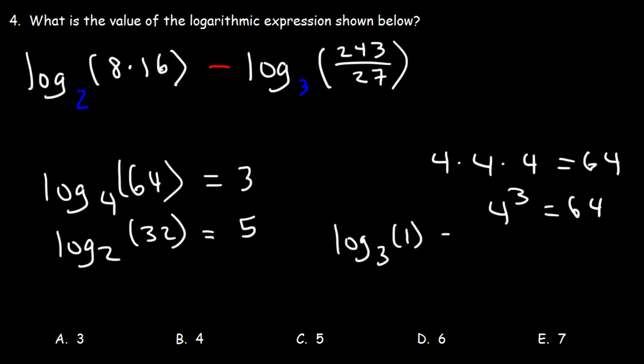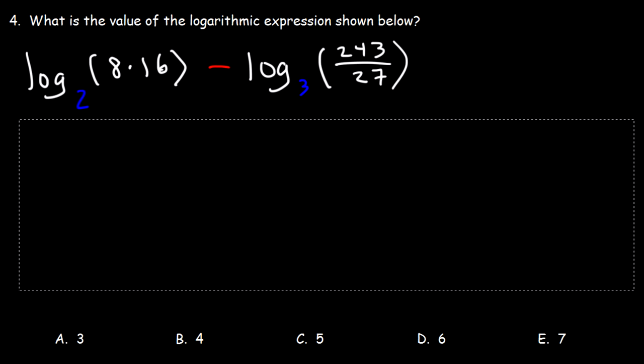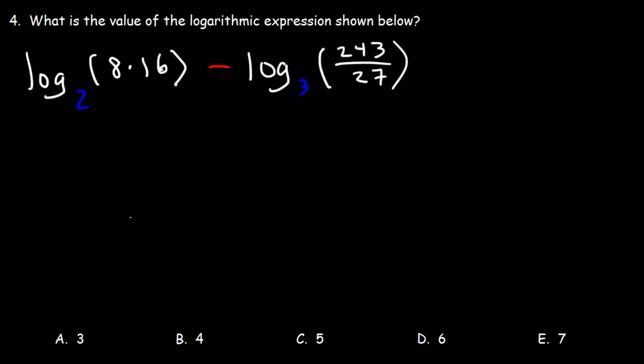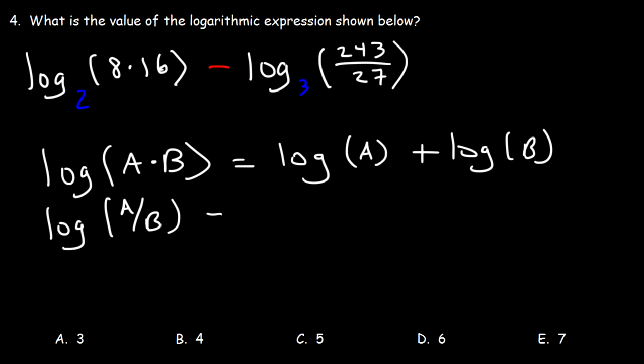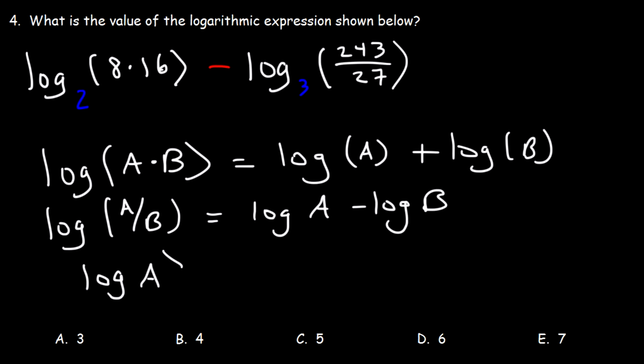And always know that log of 1 is always equal to 0, regardless of what the base is. 3 to the 0 is 1, or anything raised to the 0 power is 1. Now there are some other properties of logs you need to know. The first one is the product rule. Log AB is equal to log A plus log B. Sometimes you may need to expand a log. Log A divided by B is equal to log A minus log B. And the power rule: log A to the x, you can take this exponent and move it here. That's equal to x log A.